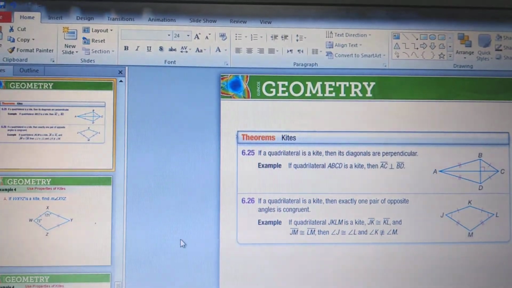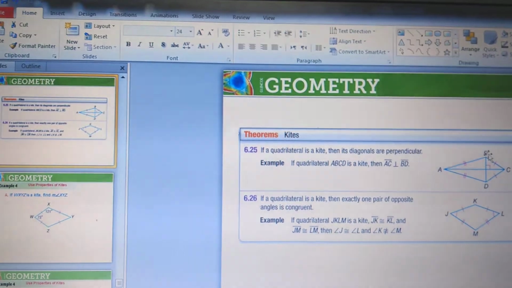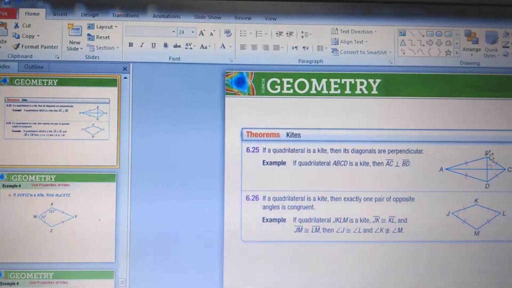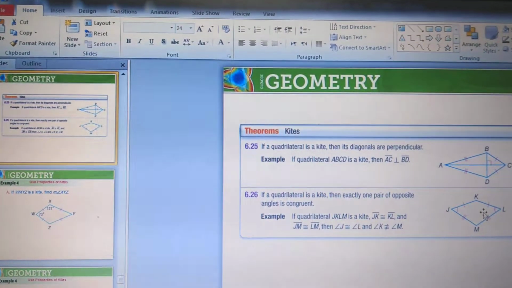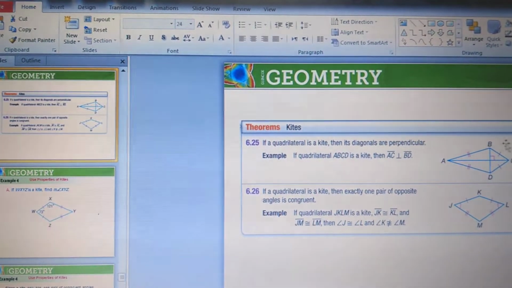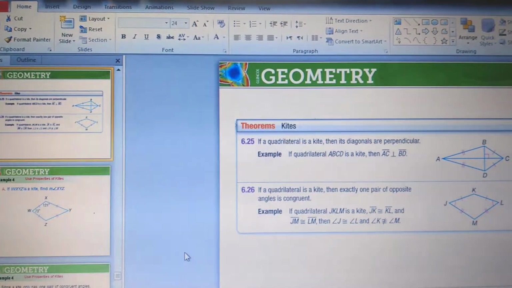You have only two properties. Again, I repeat them. Diagonals are perpendicular. They form right angles. One pair of opposite angles are congruent. And sides, of course, here we have two long sides congruent and two short sides congruent.